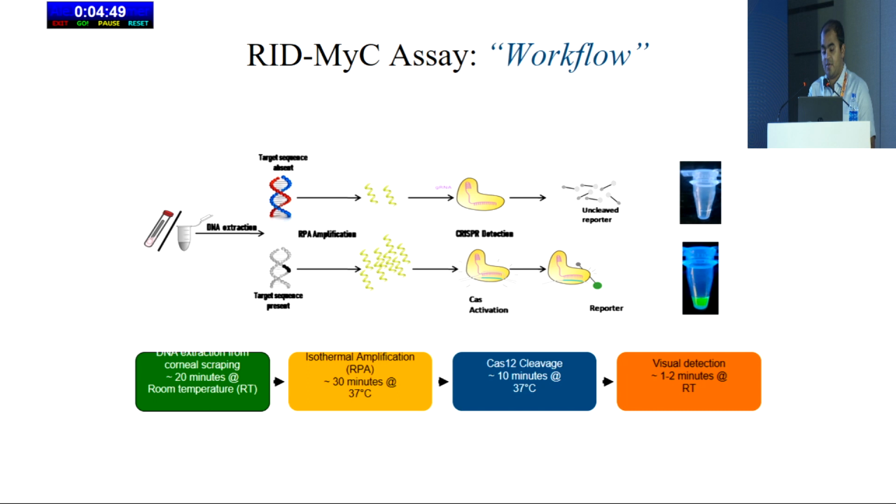So this is the workflow of the assay. It includes 4 processes. First is the DNA extraction, followed by the isothermal amplification, which amplifies the target fungal DNA if present, followed by the CRISPR reaction, which in the presence of the amplified fungal DNA cleaves the fluorescent reporter, which is visualized as fluorescence.